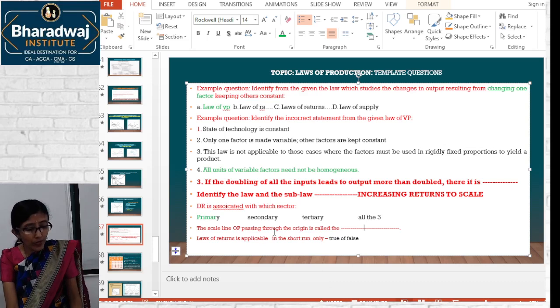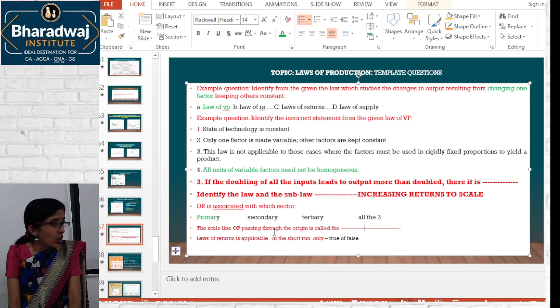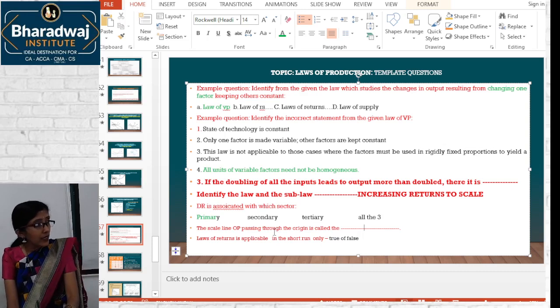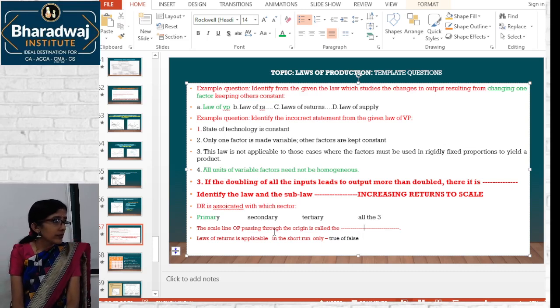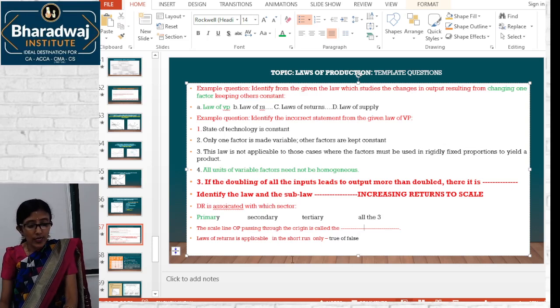Now, law of returns is applicable in the short run only. True or false? Law of returns. Good. Answer is true.